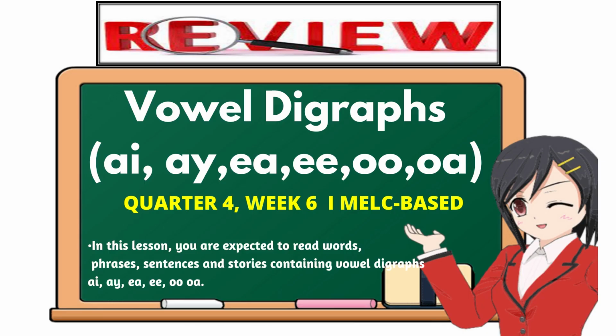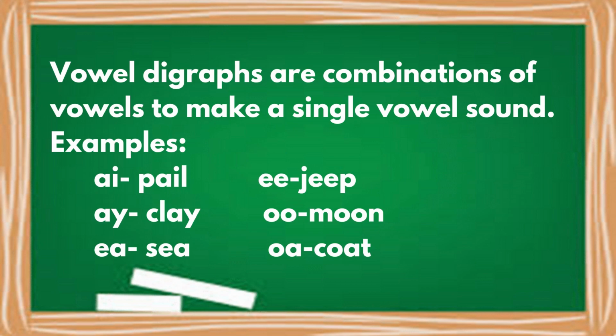Okay, so before we go to our lesson for today, let's have a quick review of our lesson last week. Our lesson was about vowel digraphs. If you still remember, vowel digraphs are combinations of vowels that make a single vowel sound. For example, A in pail, A in clay, E in sea, E in jeep, U in moon, and O in coat.